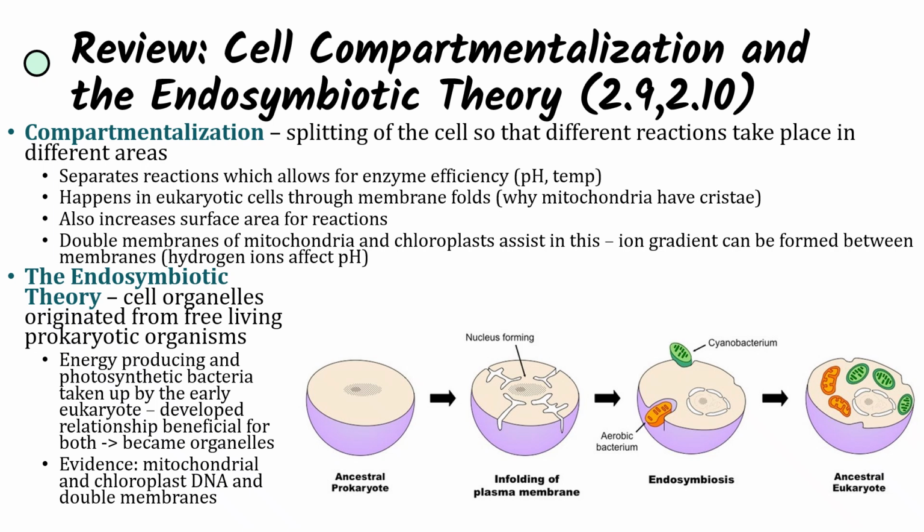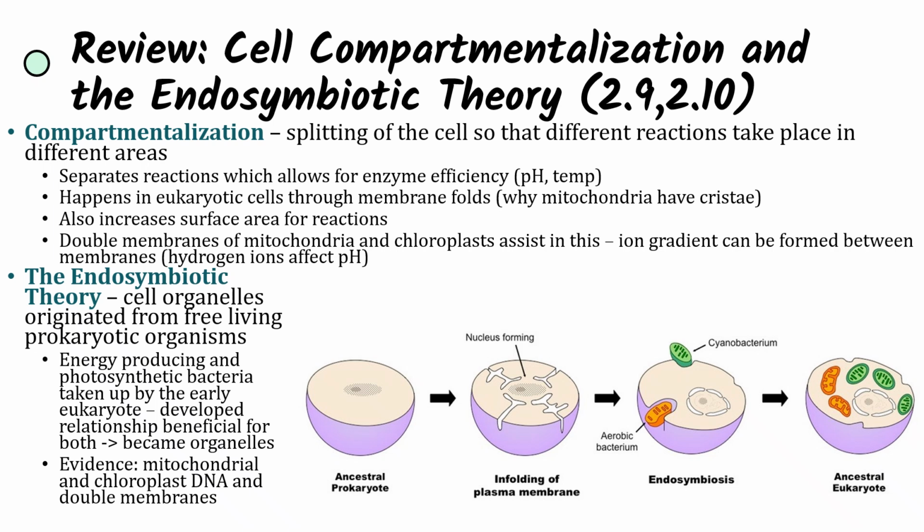that aren't so acidic. And compartmentalization can also increase surface area for reactions because of the amount of these membrane folds and these membrane organelles. This is why mitochondria have cristae, these inner membrane folds, so that they can increase their surface area, they can have more efficient reactions. And double membranes of the mitochondria and chloroplast assist in this.